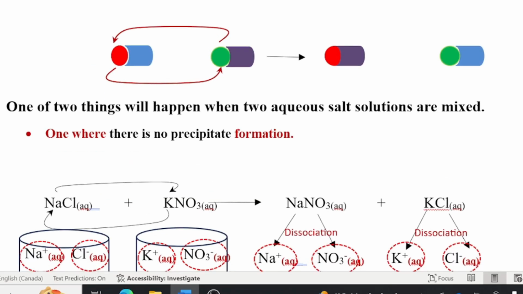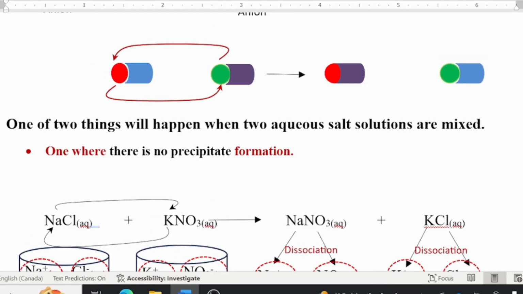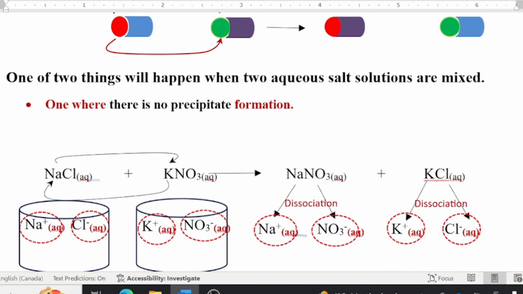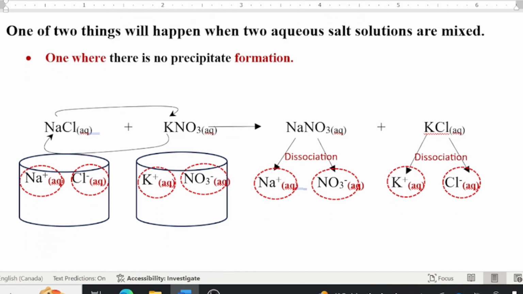When you mix two ionic compounds together, one of two things will happen. Either there is no precipitate being formed, or a precipitate is being formed, in which case a reaction would have taken place. So we want to show you a scenario here where no precipitate is formed. Here we have an aqueous solution of sodium chloride and another aqueous solution of potassium nitrate. We will mix these together and observe whether a precipitate is formed.